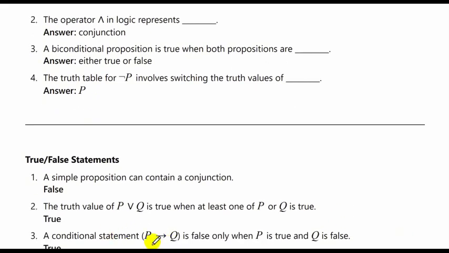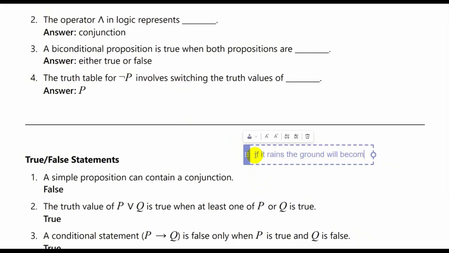A conditional statement P implies Q is false only when P is true and Q is false. Did you get this? It's very simple. For example, I may just type it out for you to understand this particular sentence. If it rains, the ground will become wet. So in this, if it rains is true, then the second part has to be true. This is what it implies.